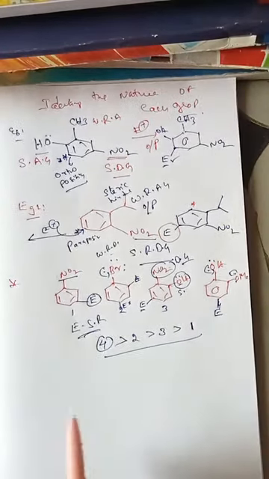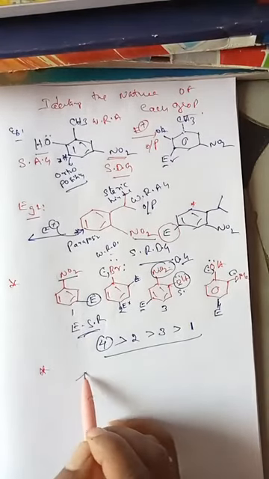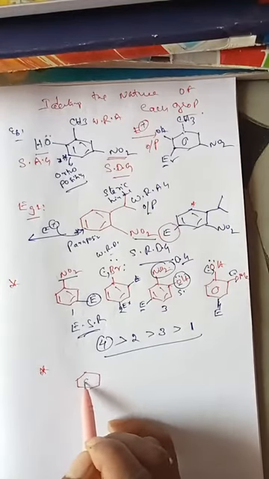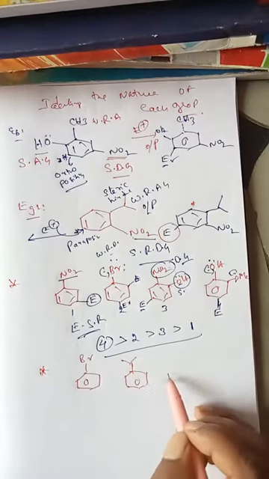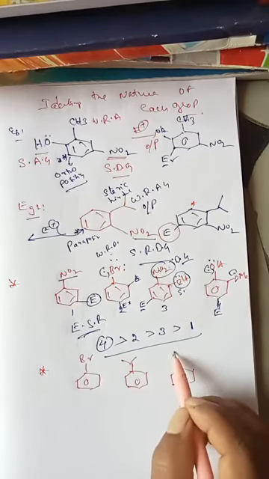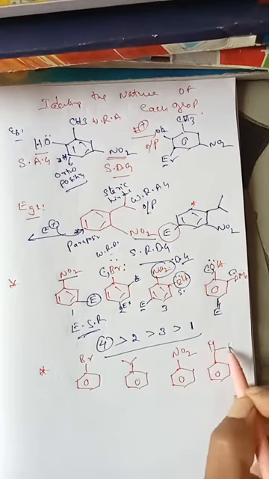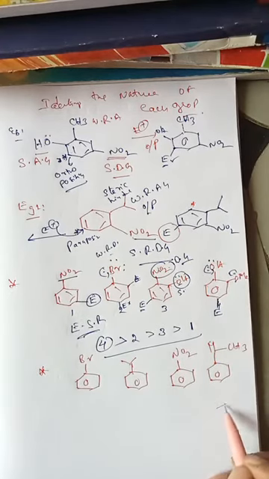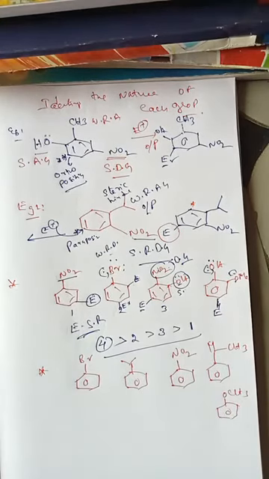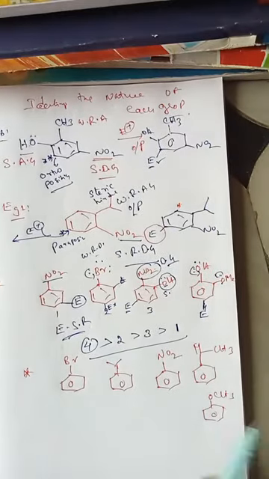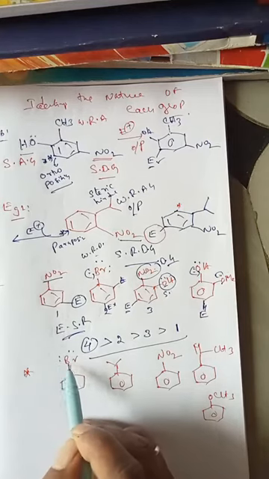So incoming electrophile goes to, and another example we look at. This one is bromobenzene, isopropyl benzene, nitrobenzene, and acetophenone. The last example is anisole, OCH3. Now, based on this concept, we can predict the ortho, para, or meta position. So now this is the bromine alkyl.